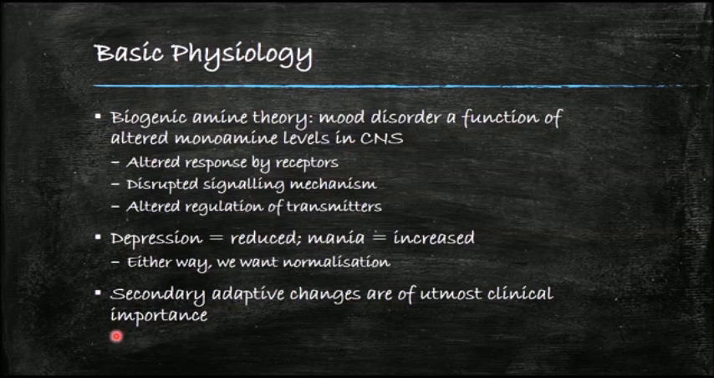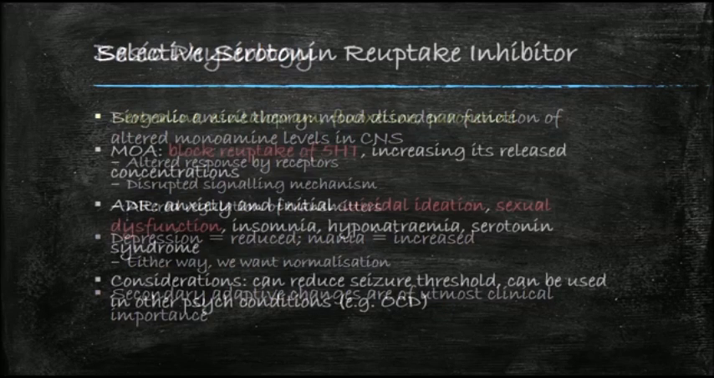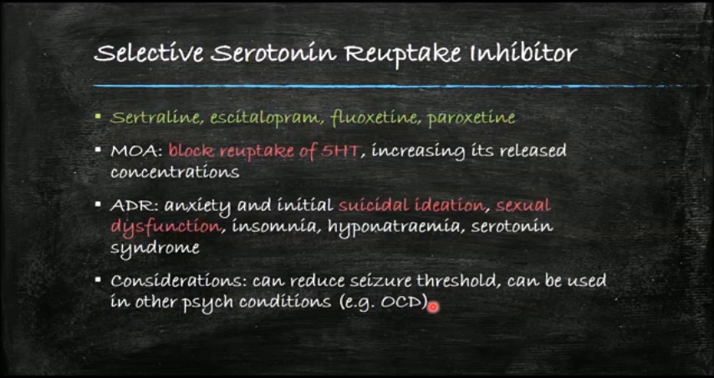However, it's those secondary adaptive changes which occur after having taken the drug for about 4 to 6 weeks that cause your effect. So your most commonly used ones are your SSRIs, which are written here and usually end in "ine." And they block the reuptake of 5-HT. So they require you to release 5-HT, but once it's released, they stop it from being taken back up, and therefore you build it up in the synapse. The more you have there, theoretically, the happier you become.